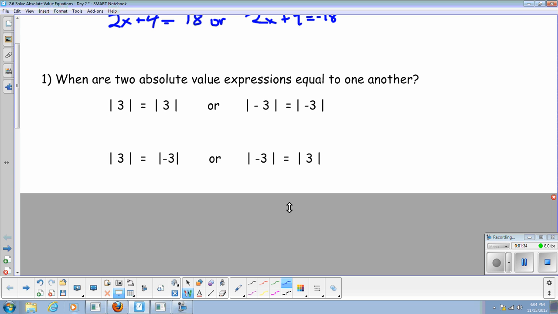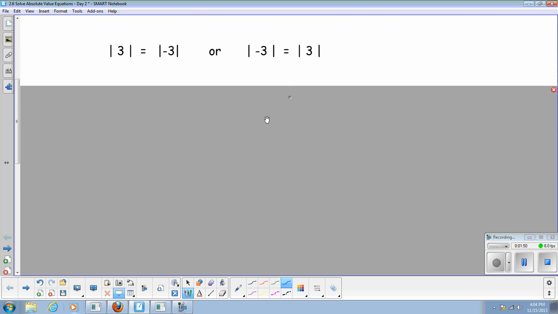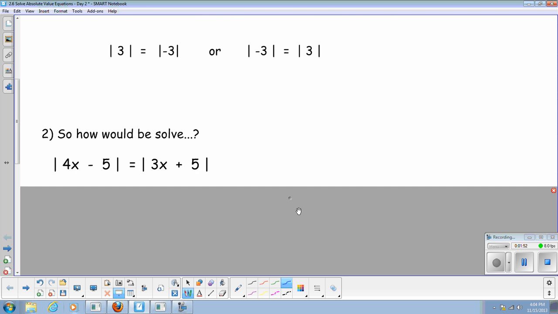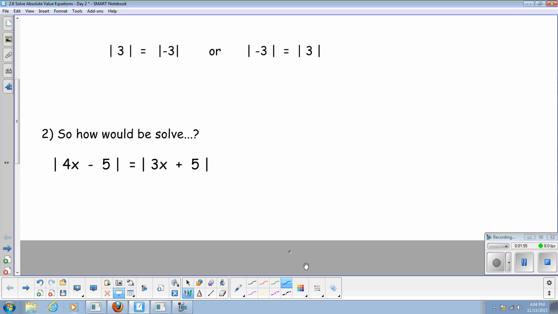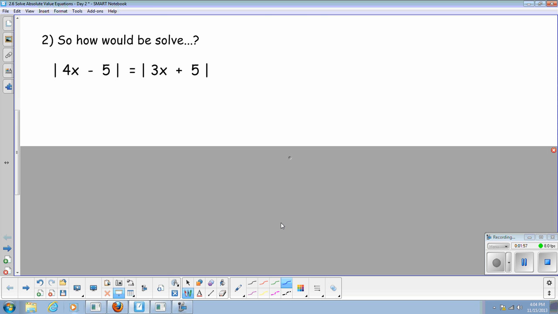So we have two situations when absolute value expressions can be equal to one another. The inside of the absolute value sign will give us the same result with the same sign, or the inside will give us opposite results, and then the absolute value allows us to have answers that are equal to one another. So then, what does that mean? So how would you then solve a problem like this?